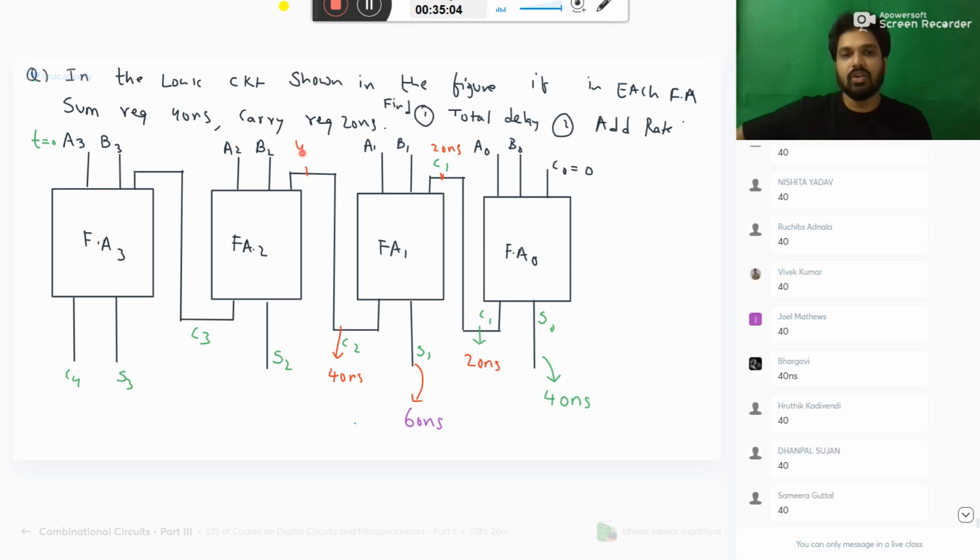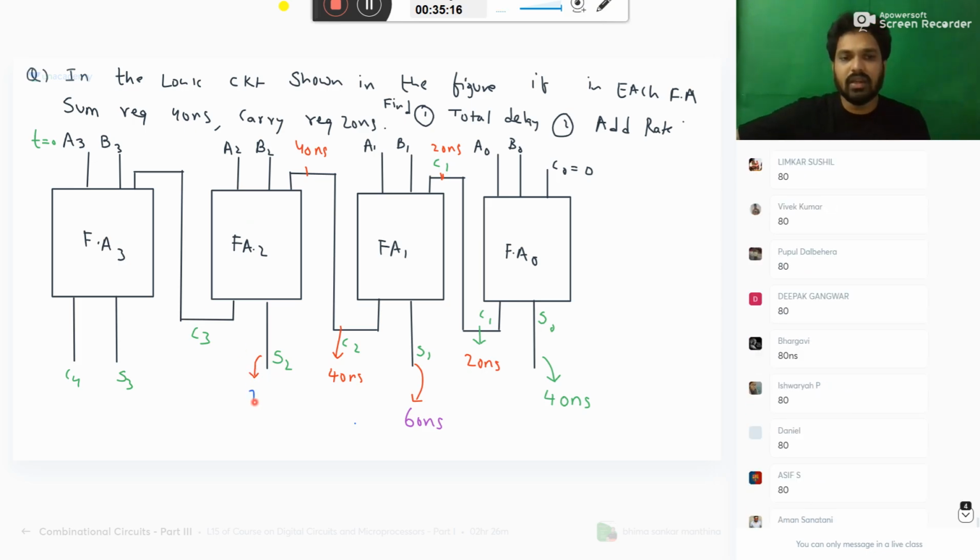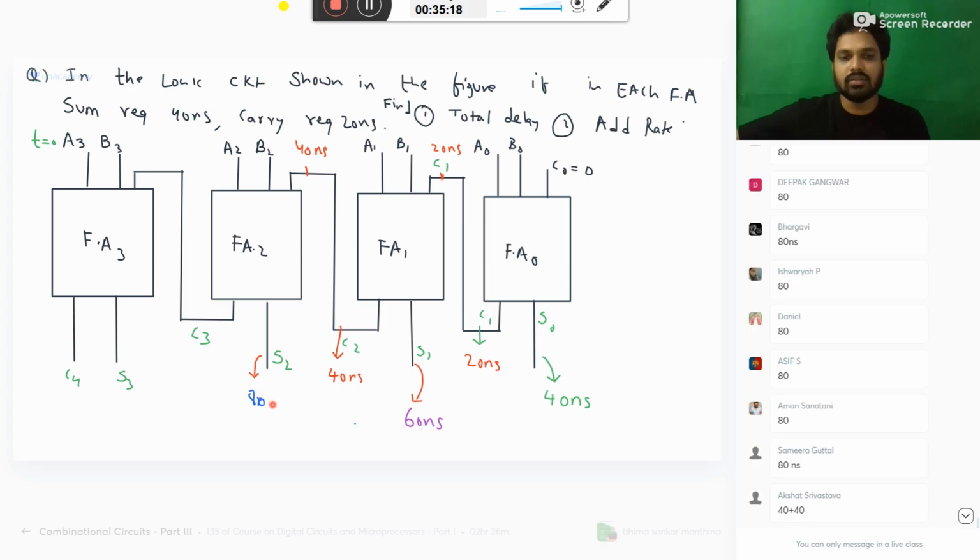Now come here. At 40 this fellow is ready. You don't mind about the remaining sums. Carry ready. Okay. So you get this sum here. What is the sum you will get? 40 plus another 40. 80 nanoseconds you will get this.